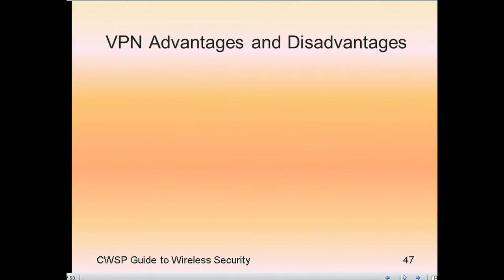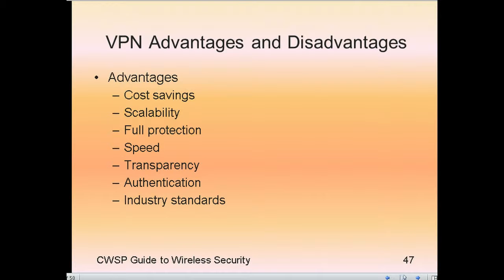The advantages and disadvantages: advantages, cost savings, scalability. We can add more connections. We can allow more people to connect. Full protection depending on how we set it up, whether we encrypt the data, and if we encrypt the data and the header, again, we have to put a new header on it, but we've then protected not only the data but the structure, or at least the IP addressing scheme of our internal network. Full protection, speed, transparency, authentication, and industry standards are all used here.